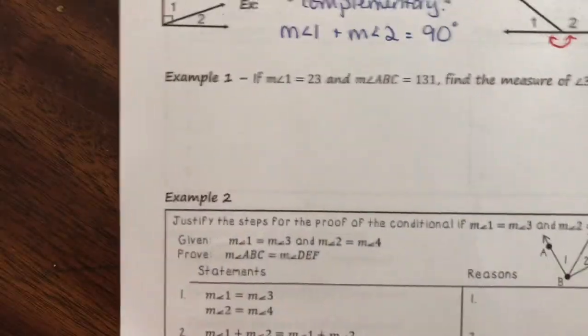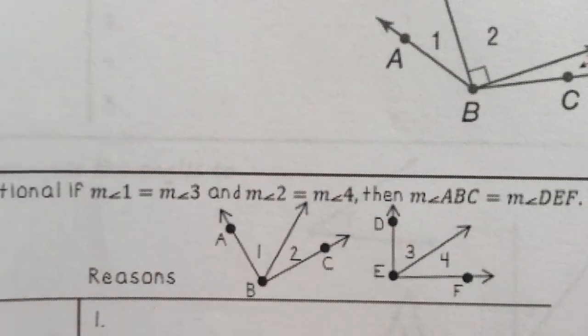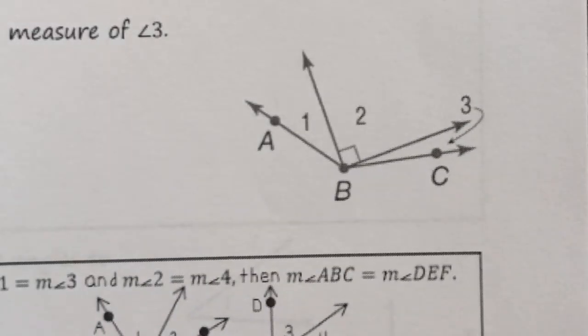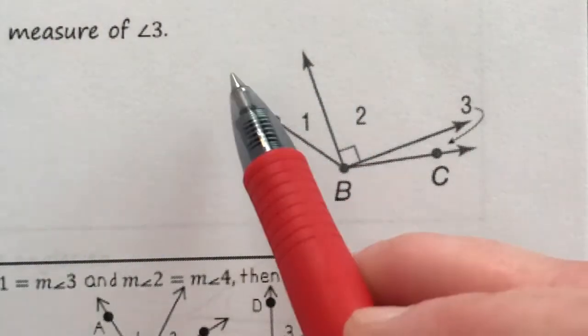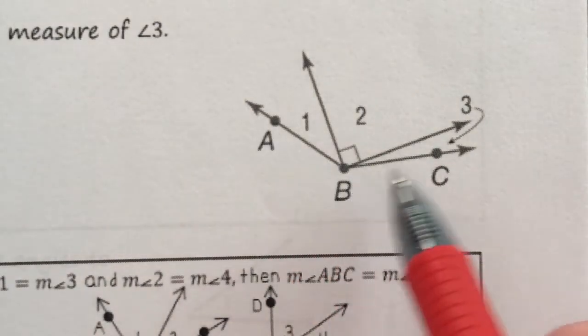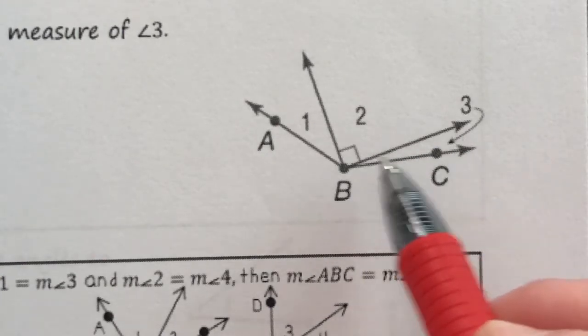All right, so first example here, we have a little picture over to the side. These notes are also here in this folder for this lesson, 2-8, so you can always pull it up and look there. This is the picture we're looking at, and the question says, if the measure of angle 1 equals 23 and the measure of ABC equals 131, find the measure of angle 3. So if this angle is 23 degrees, and this entire angle, ABC, is 131 degrees, what is the measure of just this little angle down here?